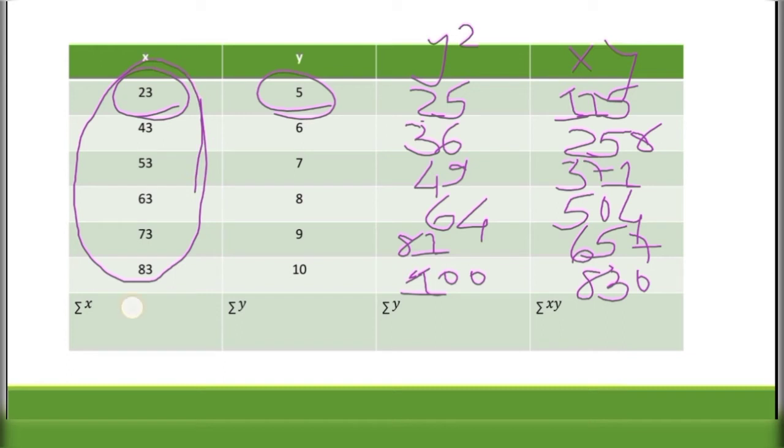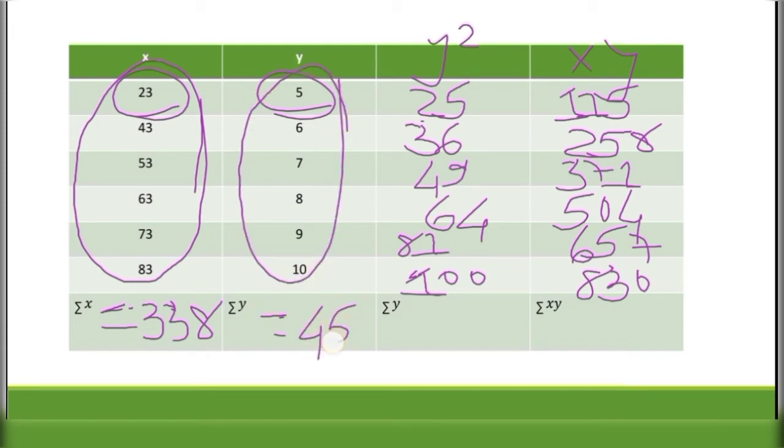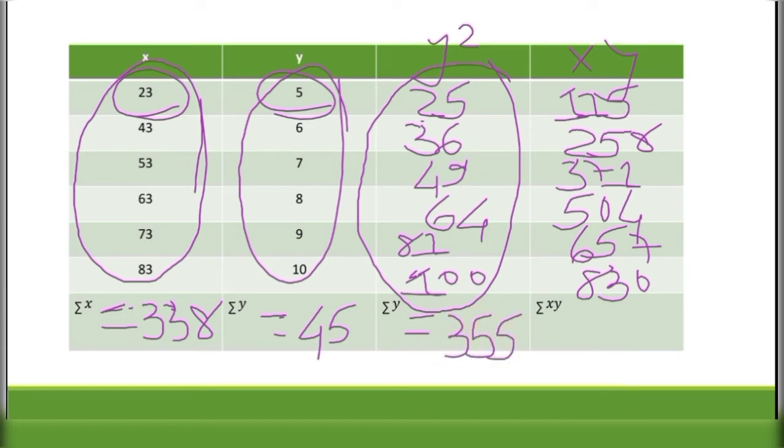Add all these values to find sigma x. This comes out to be 338. Sigma y, add these values, which is coming as 45. Adding these values, we are getting 355. This will be sigma y square. And finally sigma xy is coming as 2735.